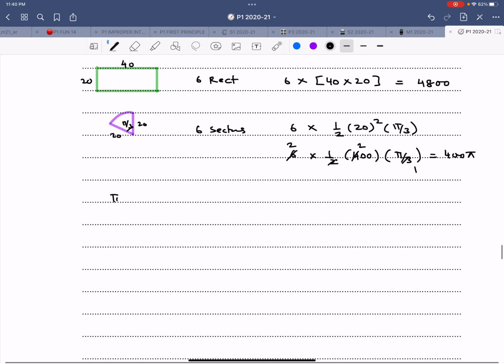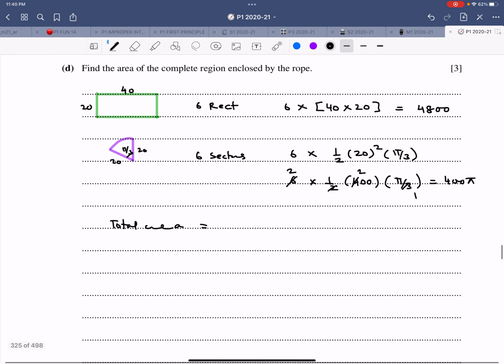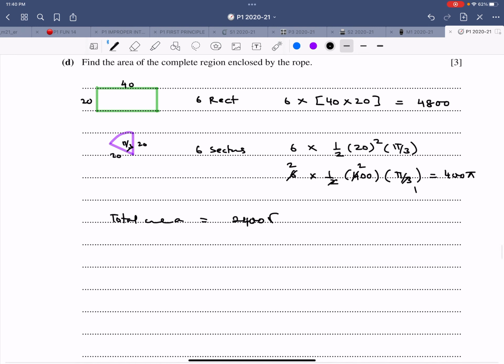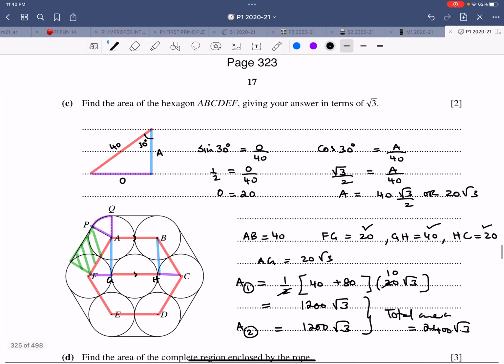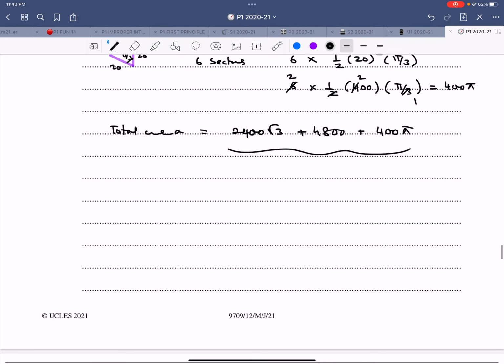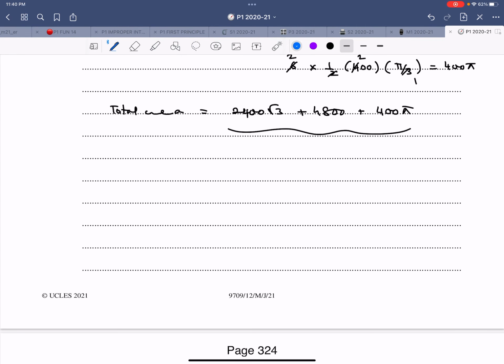Therefore the total area is 2 trapeziums, which is 2400 root 3 plus 4800 plus 400 pi. So that is the answer in the exact form. And again, they have not written exact or inexact, but I'll prefer to write the answer in this form.